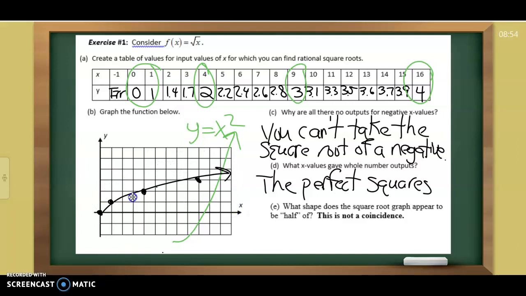Let's see if I can get it back to where it should be. So there you go, a little bit of clear touch magic. I used to call it smartboard magic. Now it's clear touch magic. So half of a parabola is a square root function. I'm just going to use my finger here.